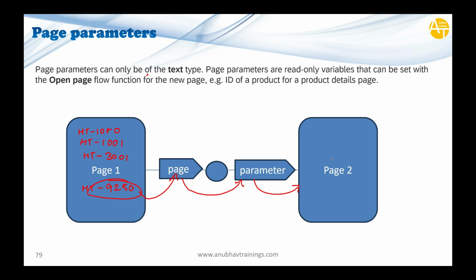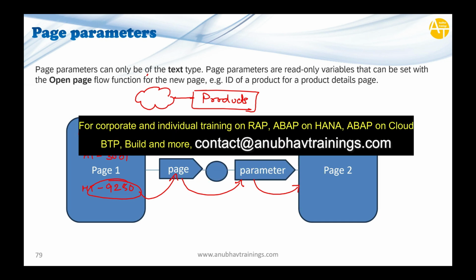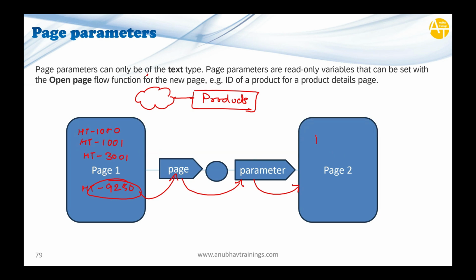And once we land on page 2, immediately we have an integration with the products entity, which is calling our service in the cloud to read products data. So what we do, we have created a data variable called single product that we created, right? Single product data variable. So this page parameter will pass to that single product. Yes, we will pass to that.